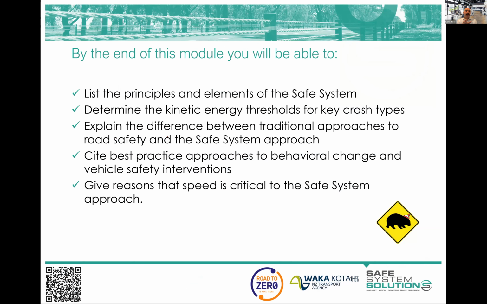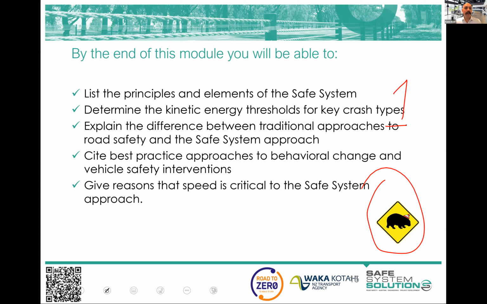But by the end of this module, we're going to make sure we're all on the same page with the generic principles and elements of the safe system, kinetic energy thresholds for different crash types, the difference between traditional approaches to road safety and the safe system approach, some best practice in behavioural change and vehicle interventions, and have some discussion about speed and why it's so critical in the safe system. Now, it'd be nice to see you here. There's a Wally, obviously. Now your Wally count is 1. No more help with Wallies.